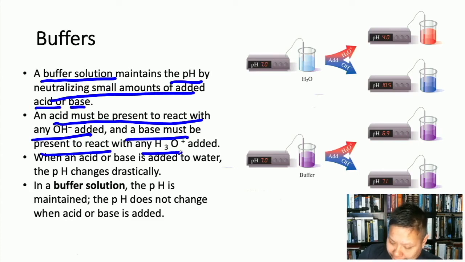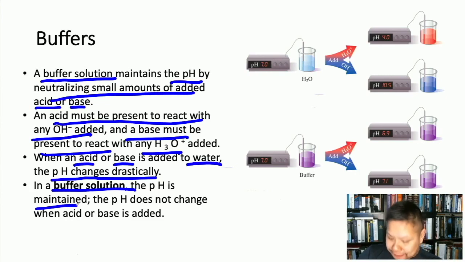So normally when an acid or a base is added straight to water, the pH changes drastically, but in a buffer solution, the pH is maintained, right? It doesn't change when an acid or base is added. In fact, it resists pH changes, and you have to add like an overwhelming amount of either acid or base to change it, right? So buffers are normally used, to make a buffer, you normally use the conjugate base salt of a weak acid, right?